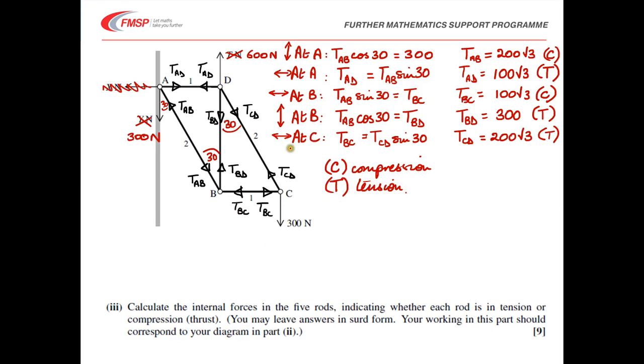There's an A mark for finding the first of these values, and then follow-on marks for the remainder of the values, and a further mark for the compression versus tension decisions right the way through. There's a B mark for getting the angle and the ratios, an M mark for attempting an equation at the joints, and an M mark for at least one correct calculation.